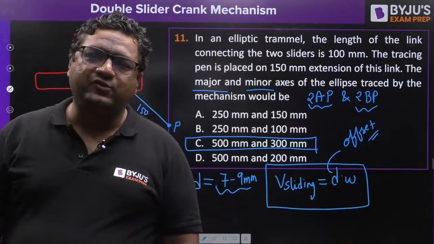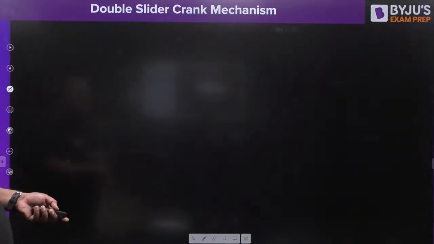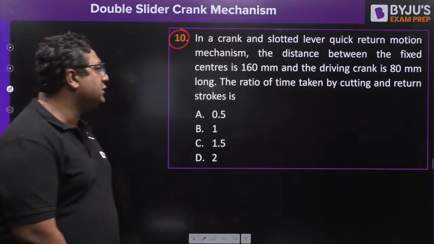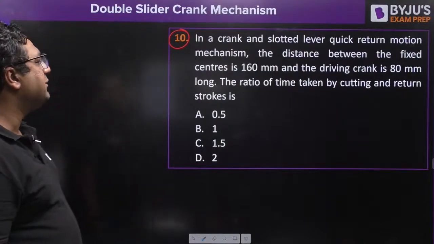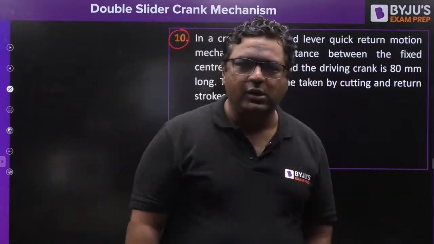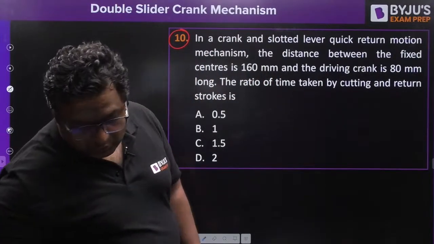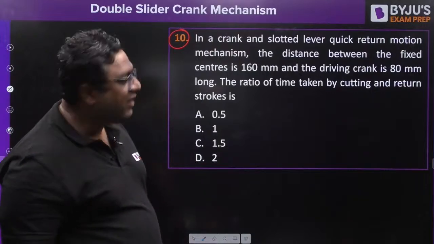Is it clear, guys, for everyone? Yes. So guys, let us move further. This is the next question. A crank and slotted lever quick return motion mechanism. I told you we are going to discuss some other questions, extra questions. We are going to do that as per the promise. And we will also see now the concept of mechanical advantage within 5 minutes.